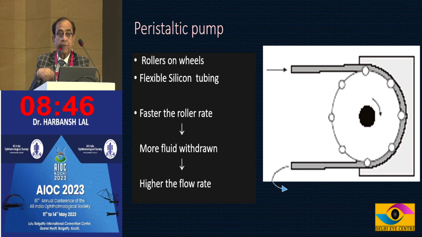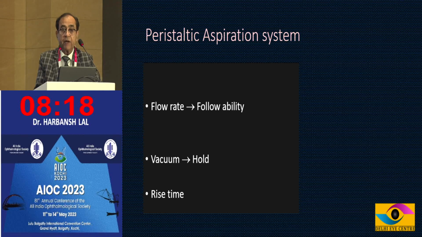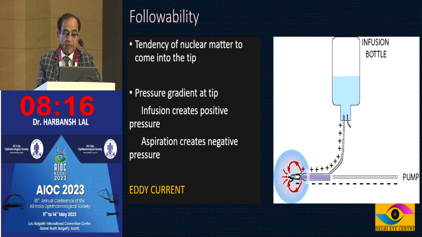While in a peristaltic pump, flow is through flexible silicone tubing. The faster the roller rotates, it is like milking a cow, more fluid will be withdrawn and the flow rate will be higher. So you set up the roller speed on this. In a peristaltic aspiration system, flow rate decides the followability, vacuum decides the hold, and depending upon the flow rate, you will have a rise time.